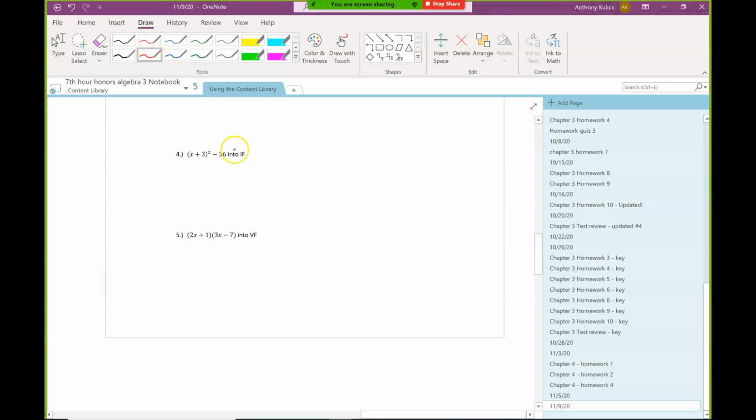So the first thing we got to do is get this into standard form. So we'll FOIL this out. So 2x times 3x is 6x squared. And then 2x times negative 7 is negative 14x. Then 3x times 1 is 3x, and 1 times negative 7 is negative 7. And we'll combine our like terms here. So there's that. Now we'll start the completing the square process. So we'll start by factoring out that greatest common factor of 6.